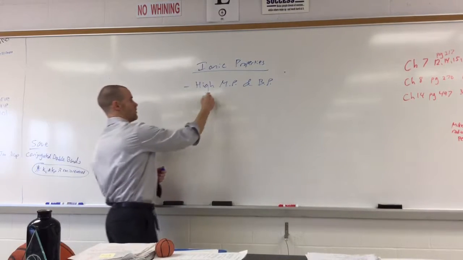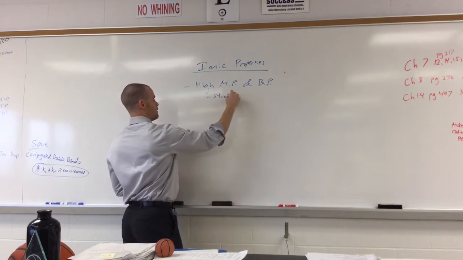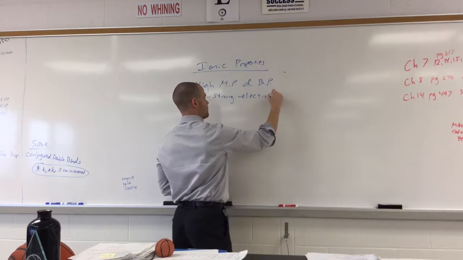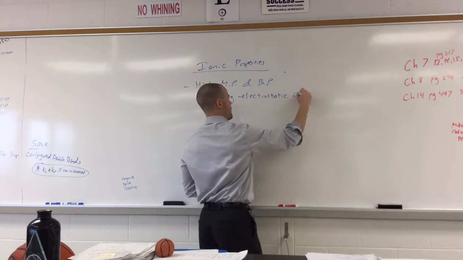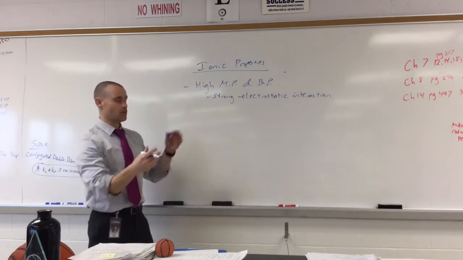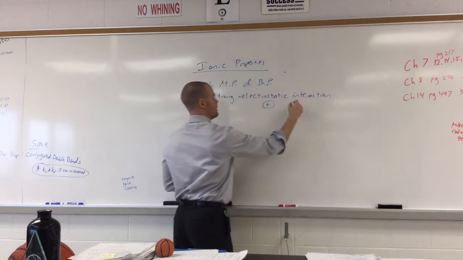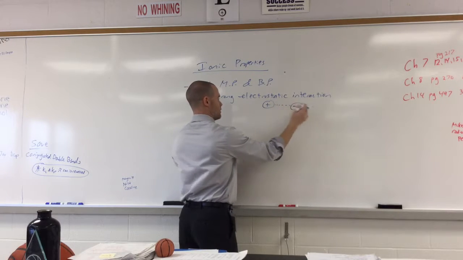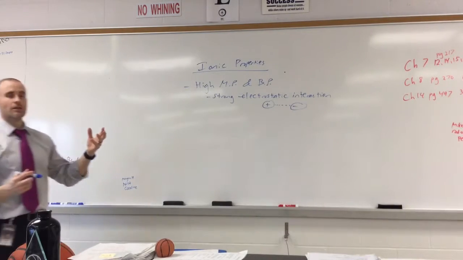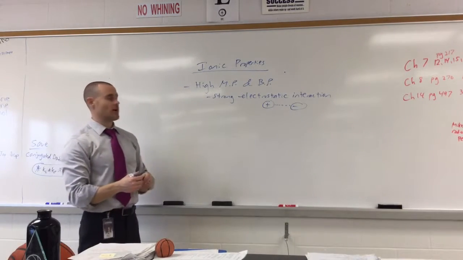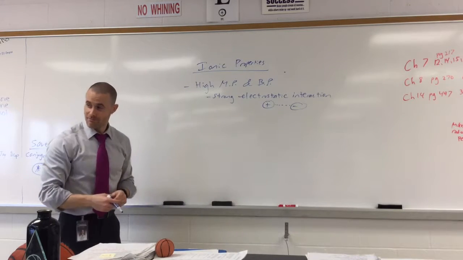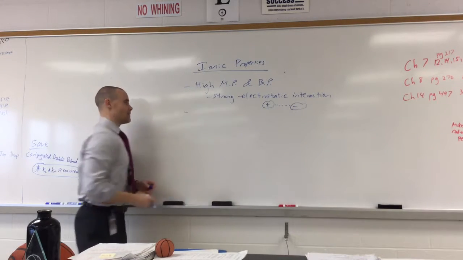And that, I guess we can write, is strong electrostatic interaction. Electrostatic interaction. And that is the positive negative. So that's your positive ion, positive, negative, and we'll just put a dotted line, means they're attracted. So when you have that ionic crystal, it's really strong because of that opposite attraction. Okay, so that's high melting, high boiling.